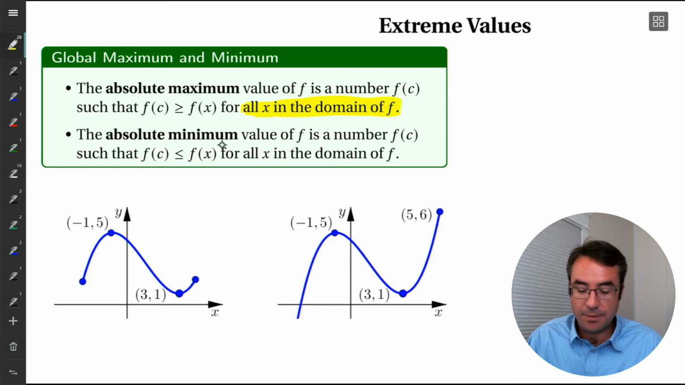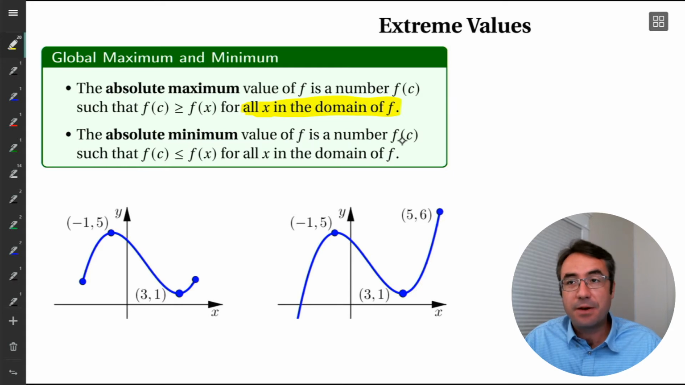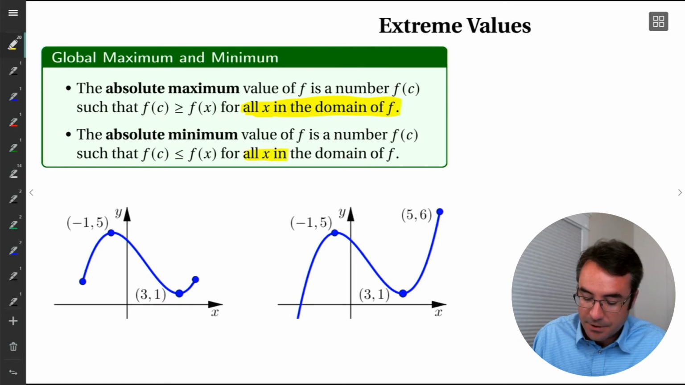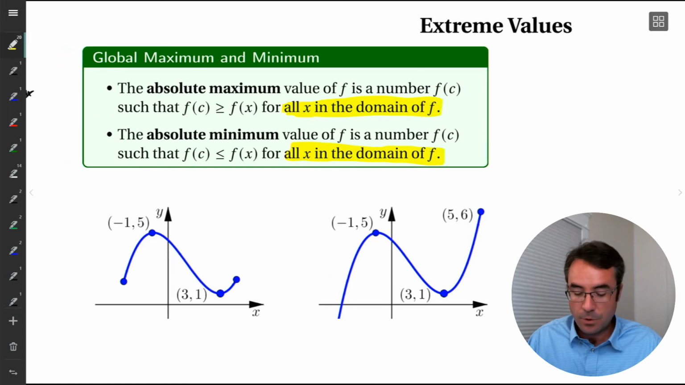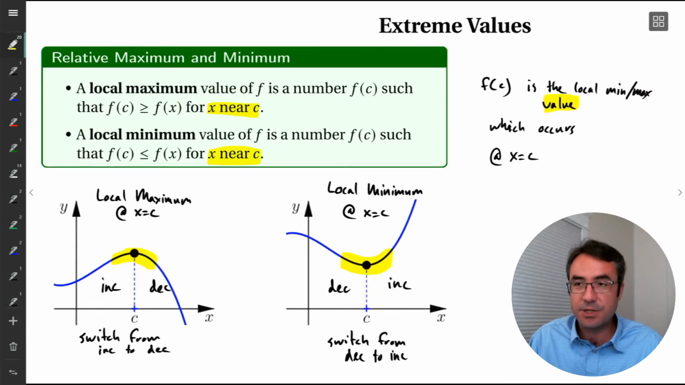Or for absolute minimum, the absolute minimum value of f is a number f of c such that f of c is the smallest value. So it's less than or equal to f of x for all x in the domain of f. Again, the difference here is we're talking about all x in our domain for our absolute min, whereas for local min, it's just in a small little section of our graph. So here f of c is the smallest our graph gets in this little section. Absolute min would be if we extended through our entire graph.